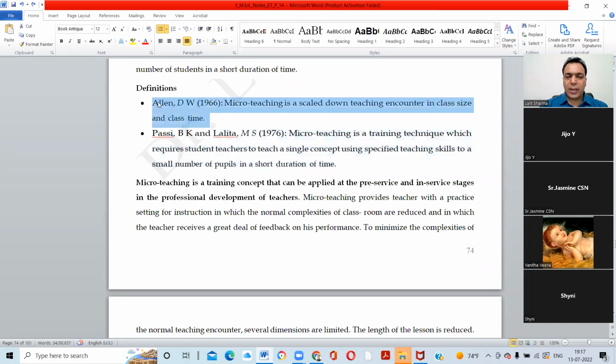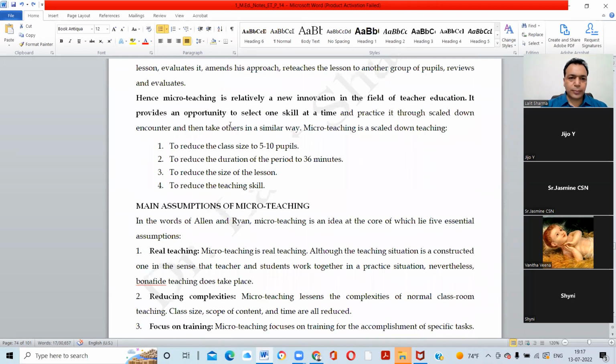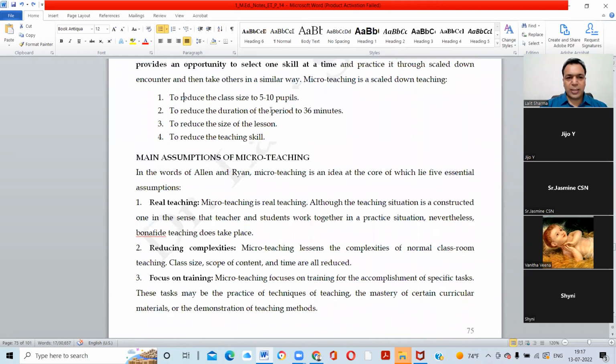Micro teaching is a scaled down teaching encounter in class size and class time, said by the LN, you can write it. In micro teaching, it reduces the class size to 5 to 10 pupils, and the duration of the period to 36 minutes. So it reduces the duration of a period. It has written reduce the duration of a period.